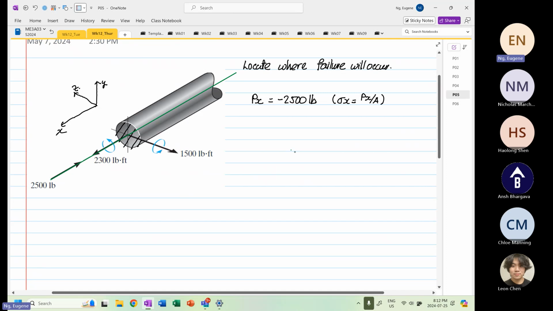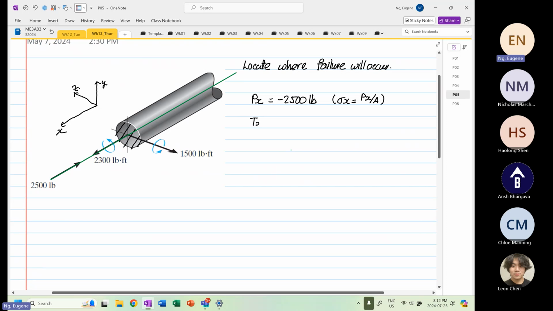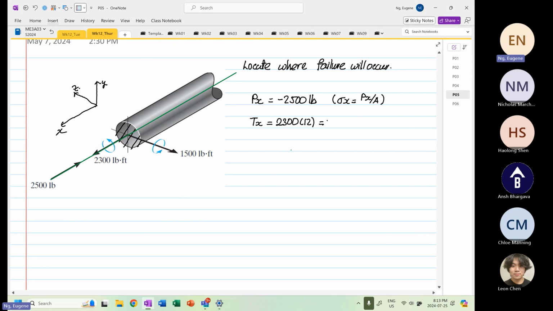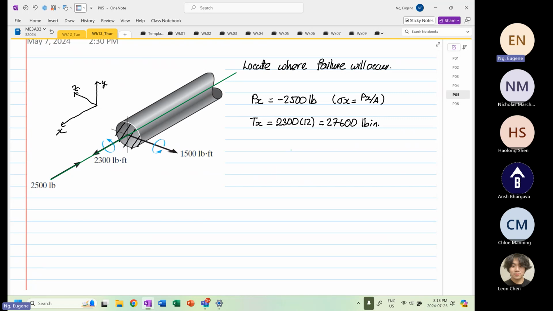Now the problem with this question, I'll write more stuff first. Let's look at all our loads first. We also have a torque in the x direction acting at 2,300, and I'm going to multiply by 12 to change it to pound inch. So 2,300 times 12 is equal to 27,600 pound inch. It's important to change to pound inch because our stresses are in pounds per square inch.